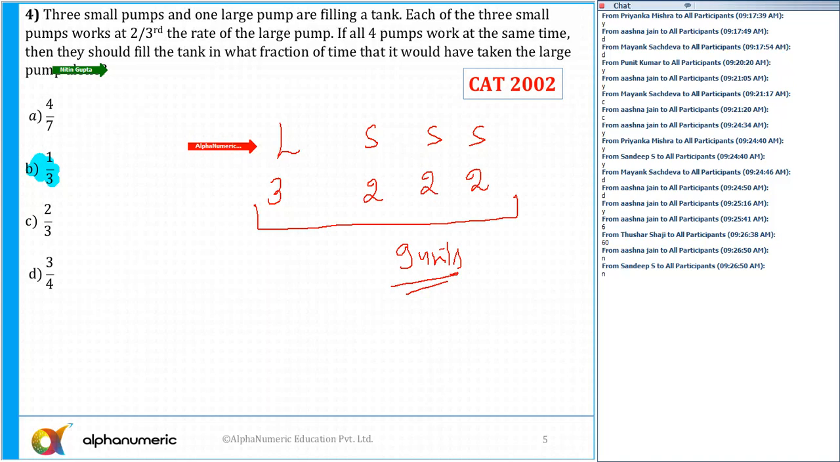Then they should fill the tank in what fraction of the time that it would have taken the large pump. The large pump is filling 3 units in 1 hour. So for 9 units together, they will take how much time? That is 3 by 9, which is 1/3. So the answer is option number B.